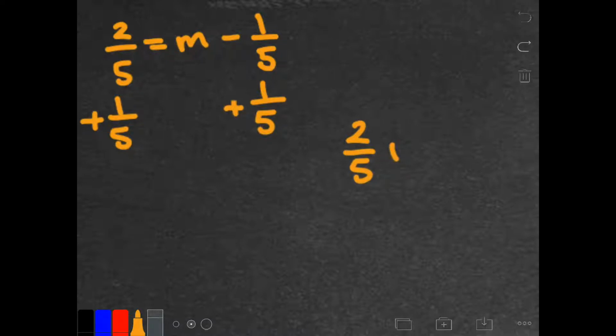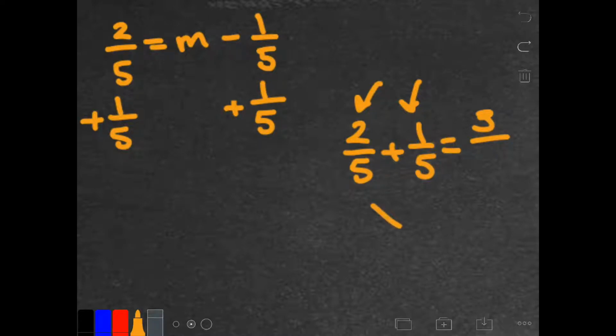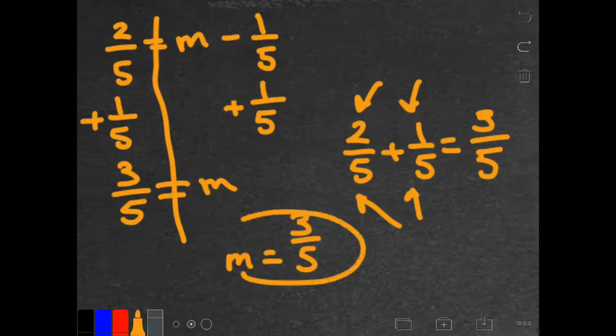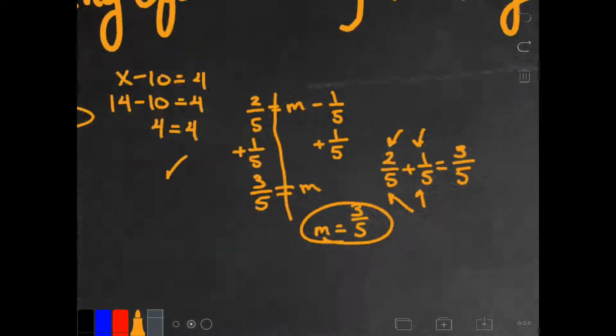So 2/5 plus 1/5. I'm going to go ahead and add the numerators. Those are the numbers on top. Well, 2 plus 1, I get 3. And the denominators, the numbers on bottom, are going to stay the same. That's going to stay 5. So on the left-hand side of my equation, I'm going to have 3/5 equals m. So what is my solution? M equals 3/5. And again, if I'm not sure, I can always take that 3/5, plug it back into the original equation, simplify, and see if I get a true statement.